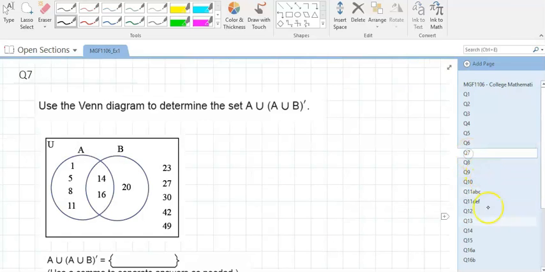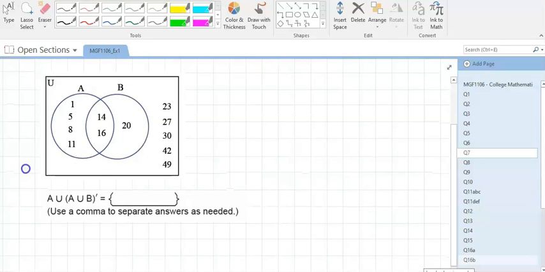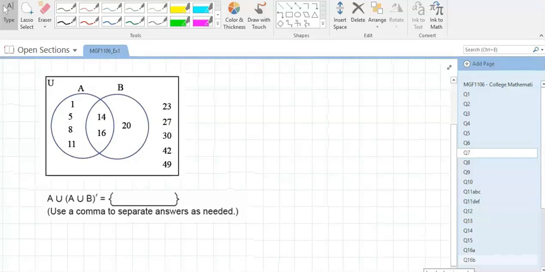All right. 7 is kind of nice for us because they've already done the Venn diagram. All we have to do is answer the question. So again, thinking about that order of operations.